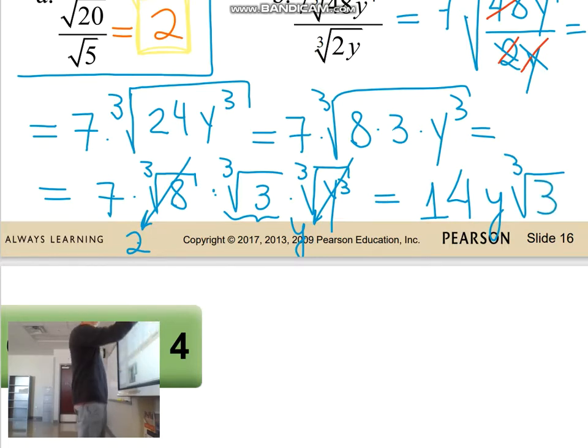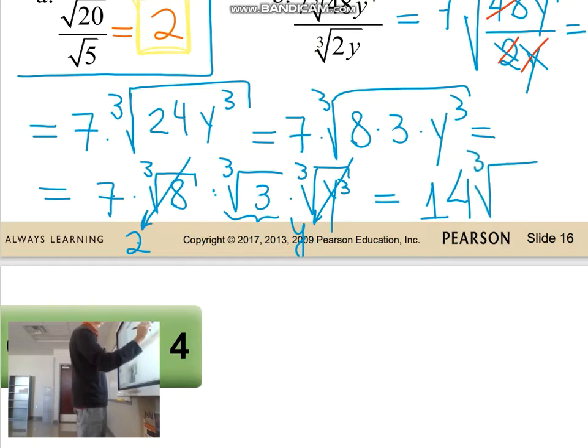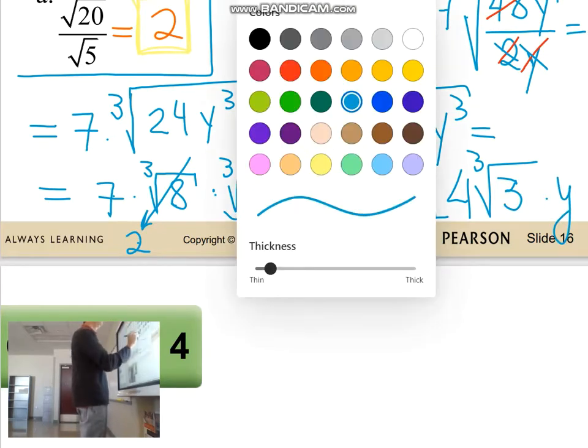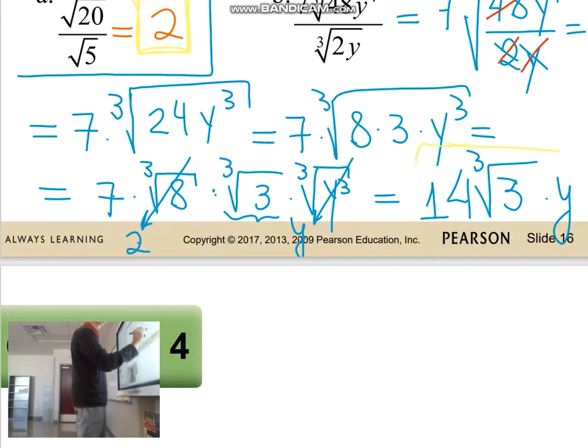Or better, if you write down all the numbers up front and the variables afterwards. This is a better way of writing this answer.